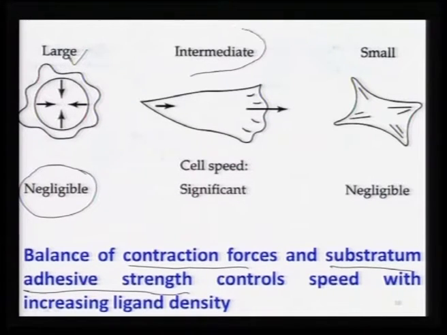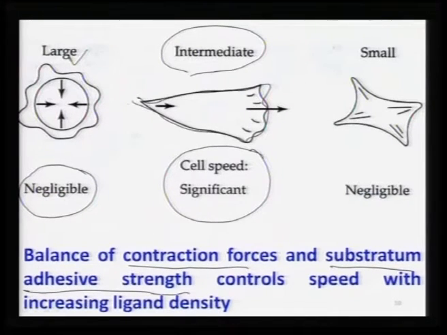Now, if the balance is intermediate, then the cell speed is also significant, as you can see that cells already change their size to a significant extent. If the balance is small, again the cell movement is negligible. So, if the difference between the contraction force and the substratum adhesive strength is large or small, in both cases you do not realize much cell speed.